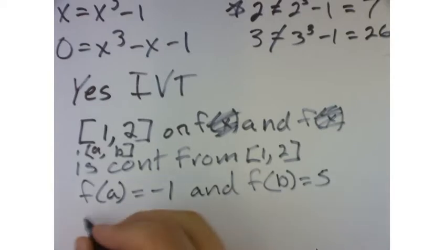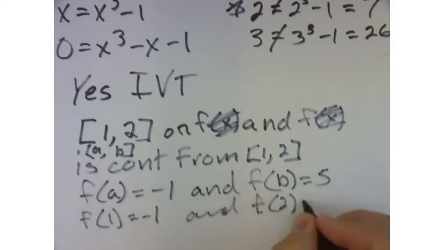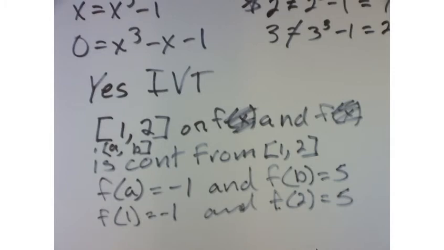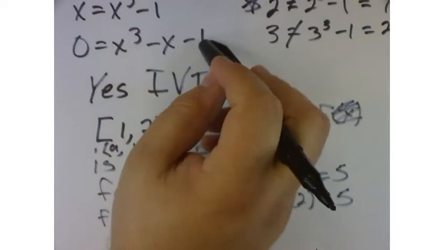And I could write it like this. I could say f of 1 equaled negative 1 and f of 2 equaled 5. Why is it equal to 5? Because that's the equation. Because 2 cubed is 8, minus 2 is 6, minus another 1 is 5, right?